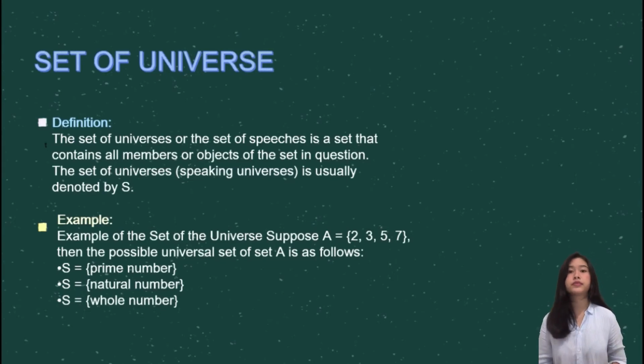Example of the universal set. Suppose A is equal to the set of 2, 3, 5, 7. Then the possible universal sets of set A are as follows. S is equal to the set of prime numbers. S is equal to the set of natural numbers. And S is equal to the set of whole numbers.